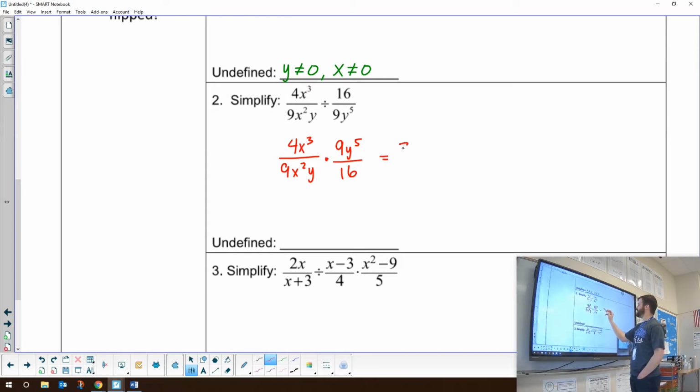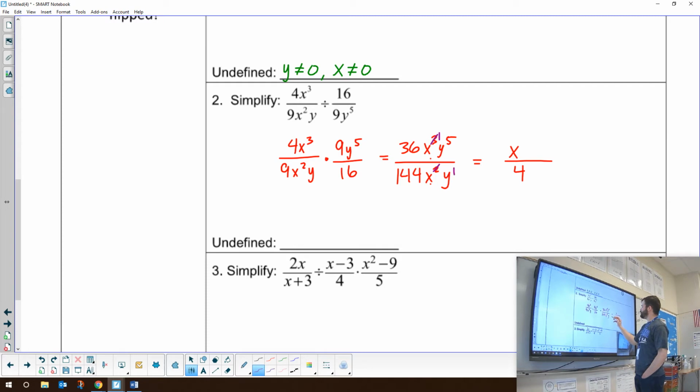4 times 9 is 36. x cubed times y cubed, we're just going to get x cubed, y to the fifth, like that. Over 9 times 16 is 144. And then we have x squared and y, nothing to multiply to. Then we simplify. 36 over 144, that can simplify to be just a 4 on bottom. And then x to the third divided by x squared. Remember, we subtract. 3 minus 2 is going to change that to a 1. So we're going to get just an x to the 1, or an x.